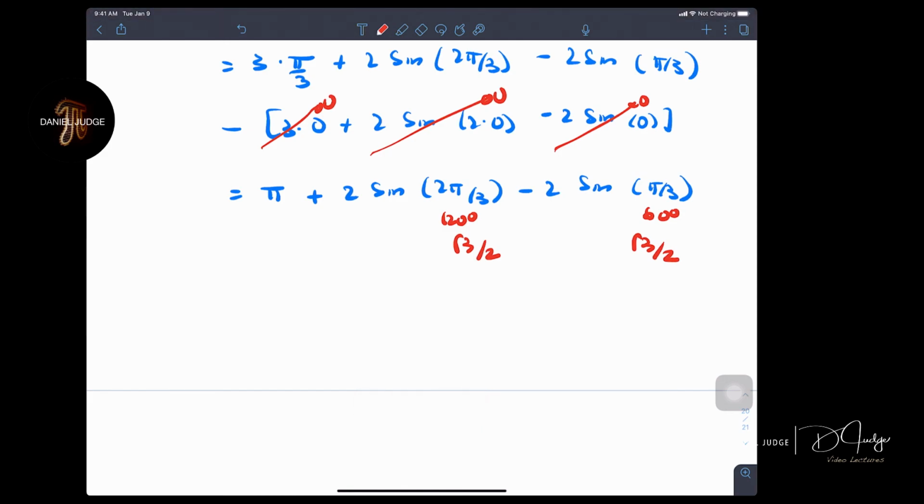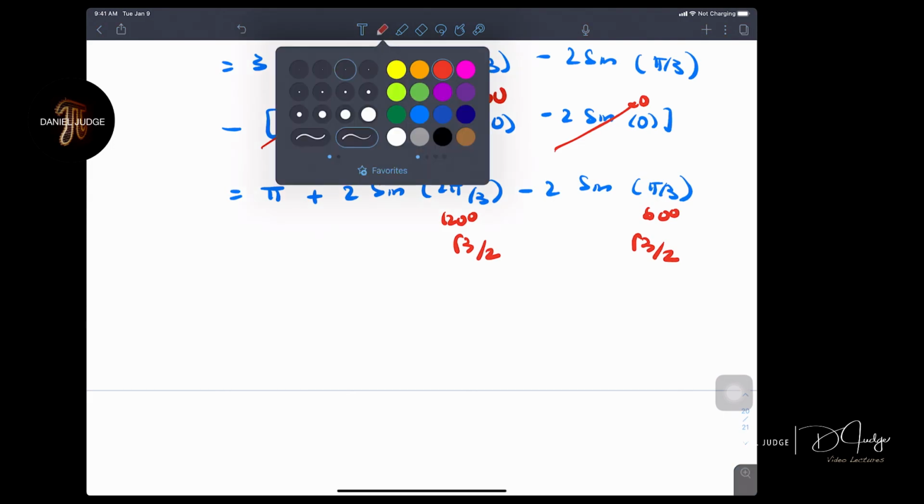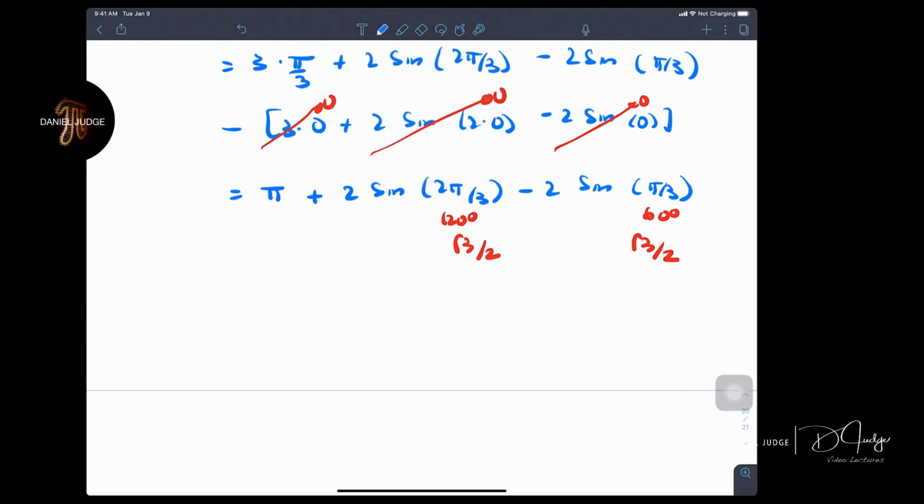All right, so let's double check. So let's see what we get. Pi plus 2 times the square root of 3 over 2 minus 2 times the square root of 3 over 2. And then this portion is just going to be 0, so this answer is just pi. Anyway, okay.